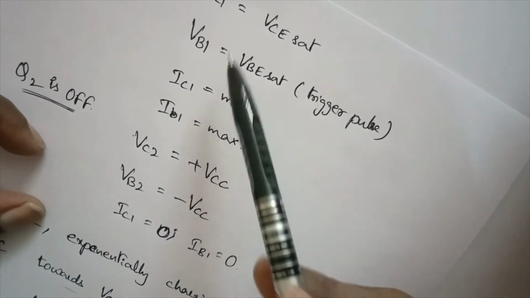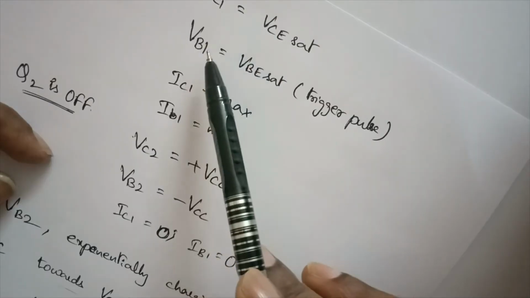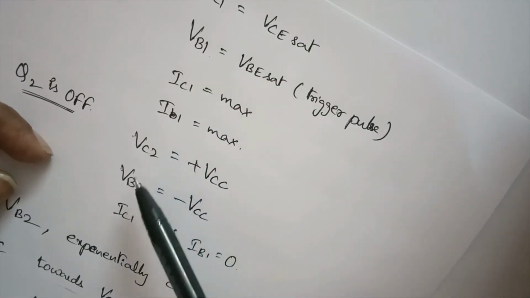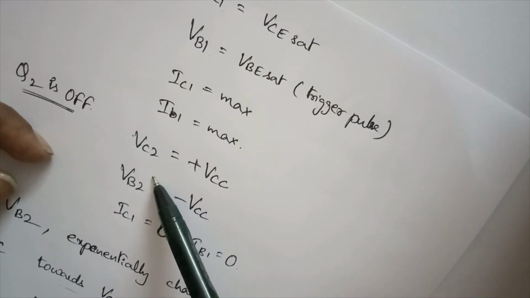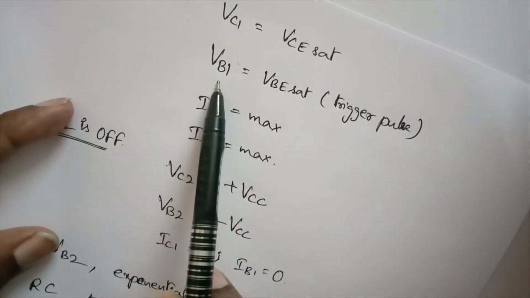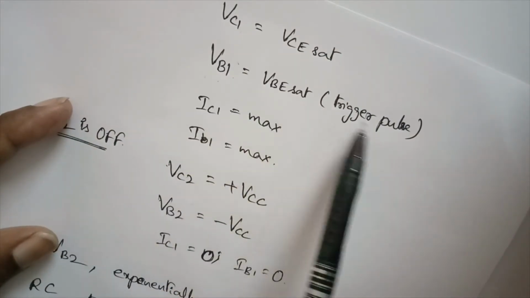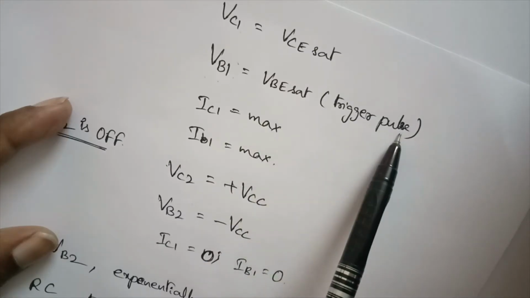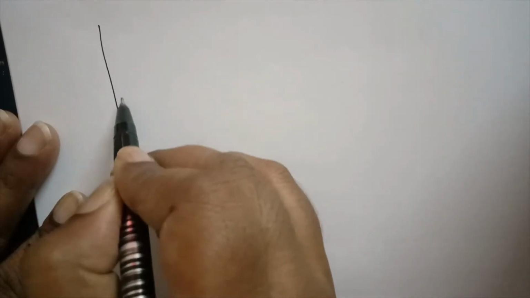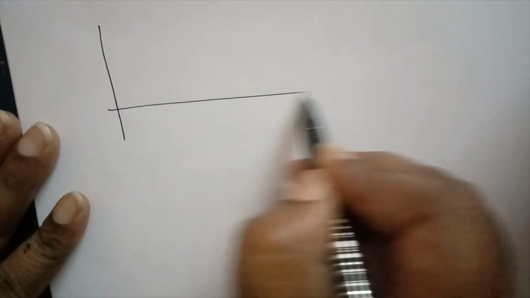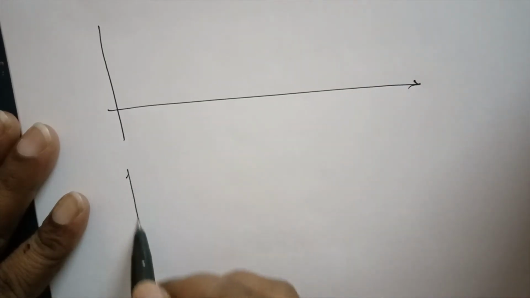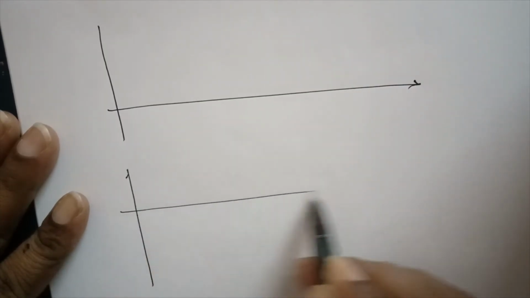Okay, so I start with the first one, same as it is. Here I consider VC1, VB1 and VC2, VB2, same as usual. But here observe that the VBN we are applying externally, so this is nothing but the trigger pulse. So let us start. I start here with the input waves. So this is VB1, next one is VB2.